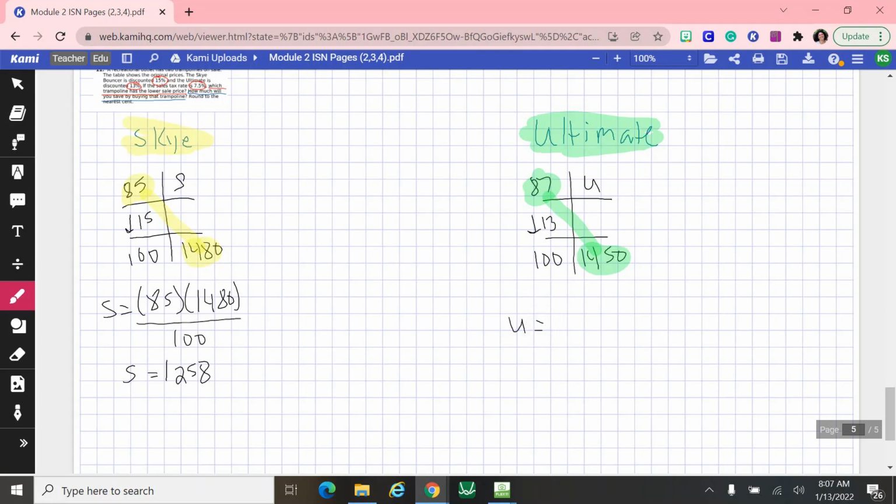For the Ultimate, I'm going to multiply 87 times 1,450 and divide by 100. And my sale price for this one is $1,261.05. I'm not rounding anything until the very last step to the nearest cent. And unless they tell you to do otherwise, that is a gold standard of practice.